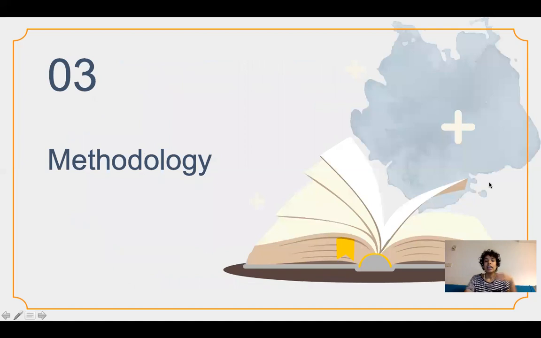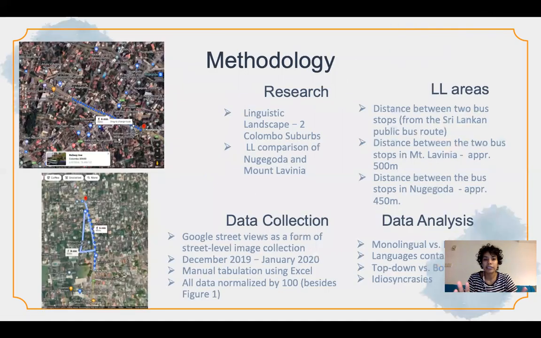Right, methodology. Let's quickly move on. I've identified the two linguistic landscape suburbs, and I calculated the distance between two bus stops in each suburb within the city center. Approximately 450 meters and 500 meters were calculated for each suburb. And the data collection was done through Google Street Views. It was collected during December 2019 and January 2020.